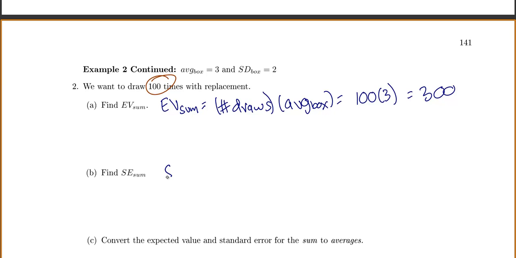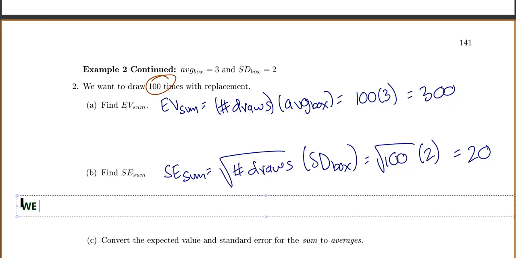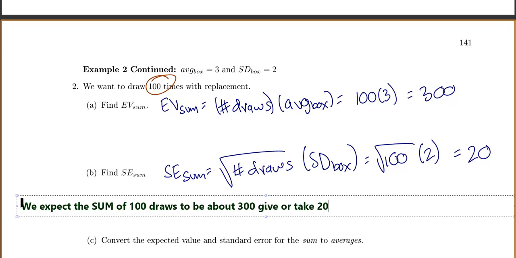And the standard error for the sum is equal to the square root of your number of draws times the standard deviation of the box. So the square root of 100 times the standard deviation, which is 2, gives me 20. So we expect the sum of 100 draws to be about 300, give or take 20.